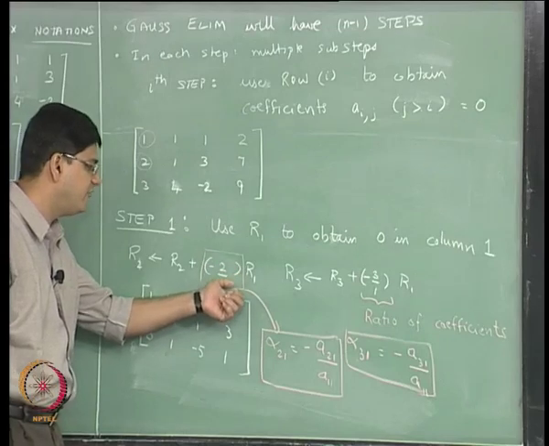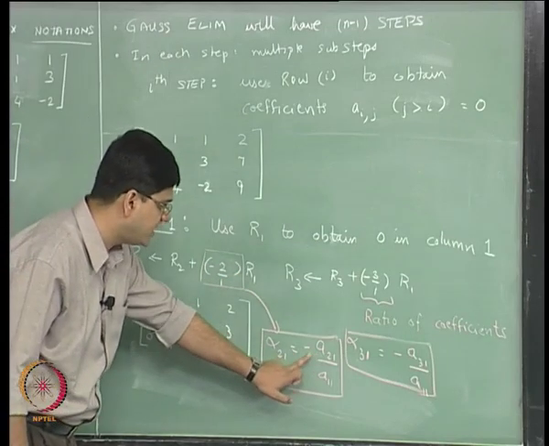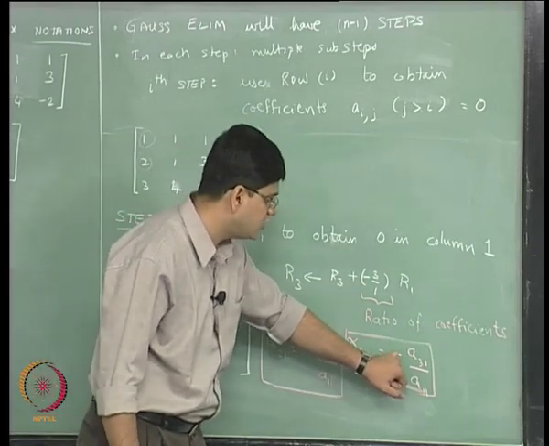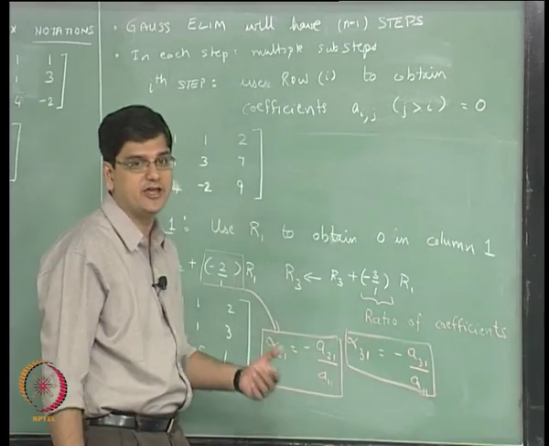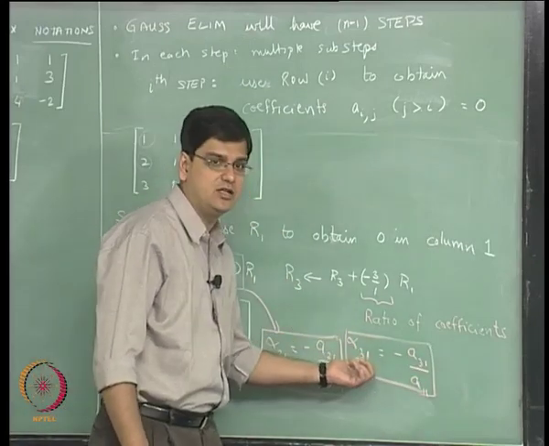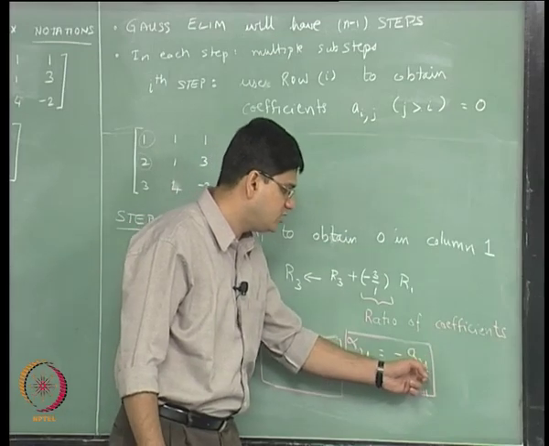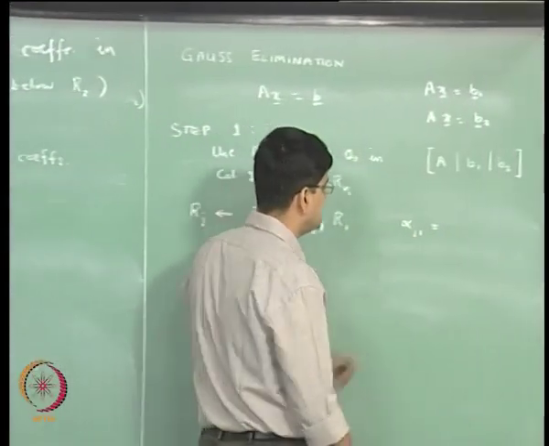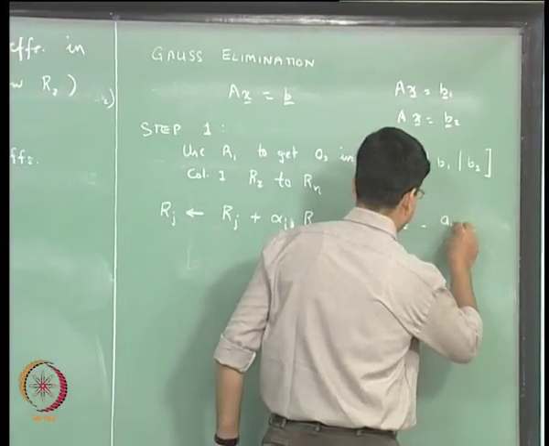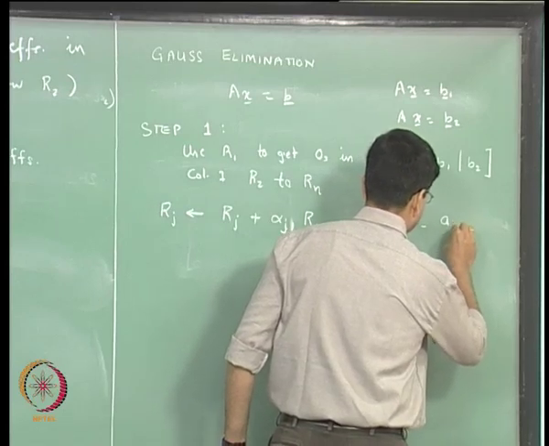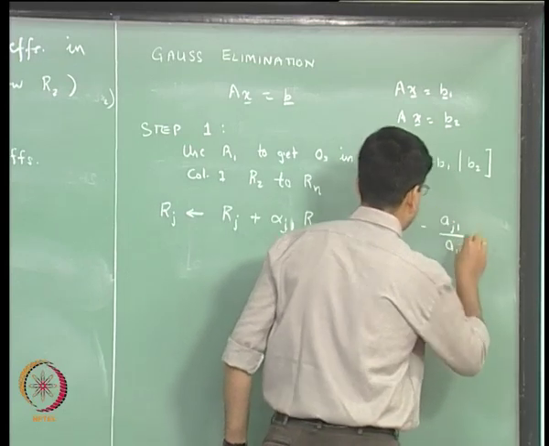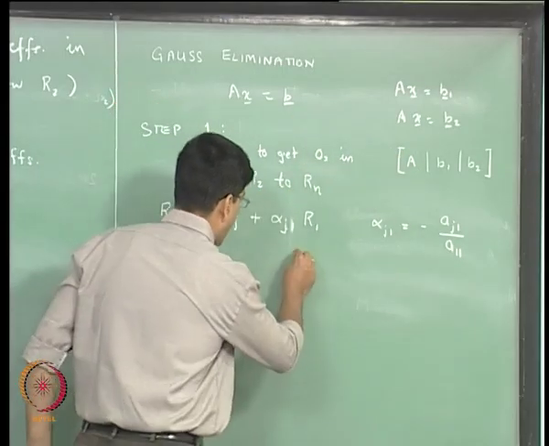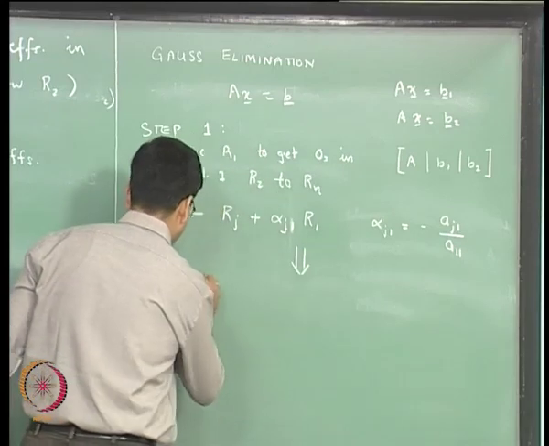So we had R2 given as R2 plus alpha 21 R1. Alpha 21 was negative of A21 divided by A11. Okay. Likewise, over here alpha 31 was equal to negative of A31 divided by A11. In general, alpha j1 is going to be equal to negative of Aj1 divided by A11. Okay. So, this is what we are going to write, alpha j1 is negative of Aj1 divided by A11.